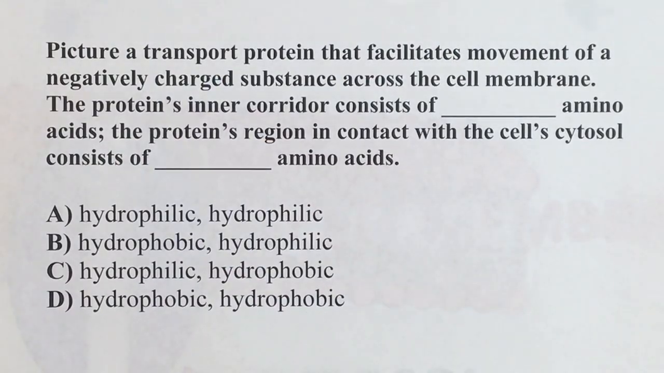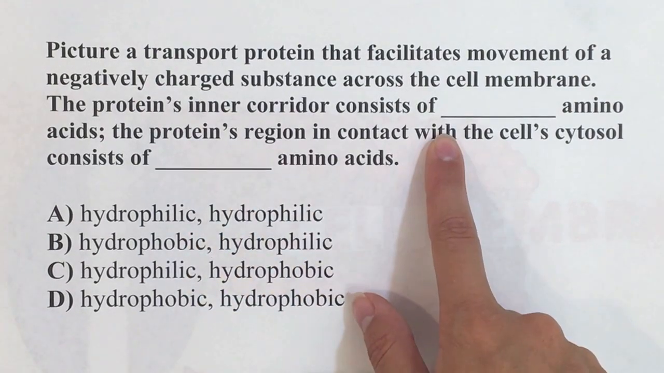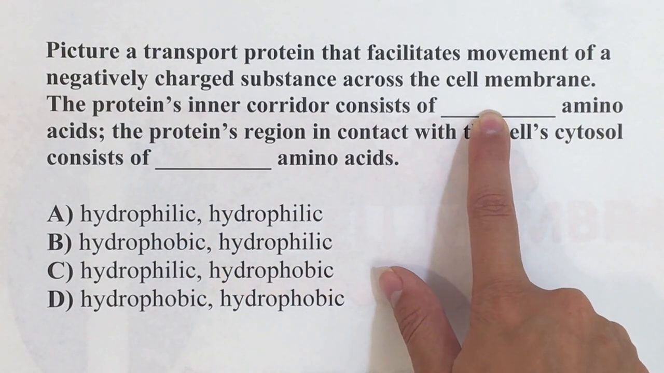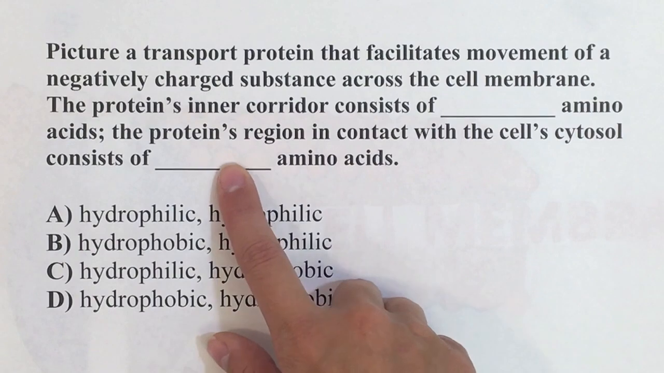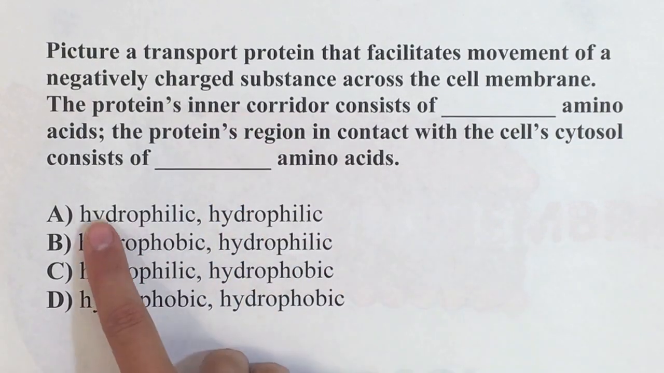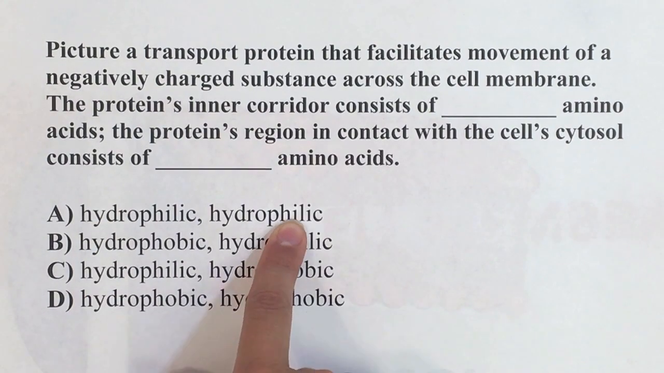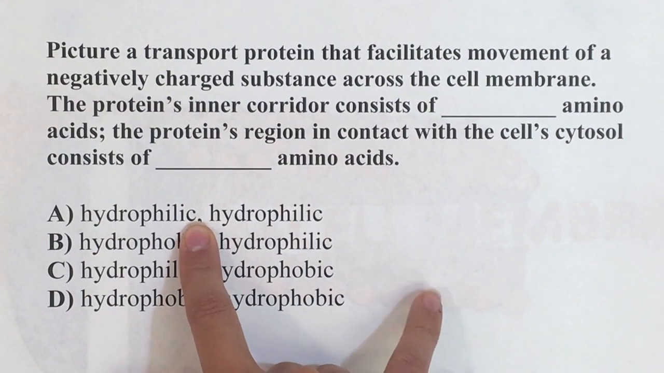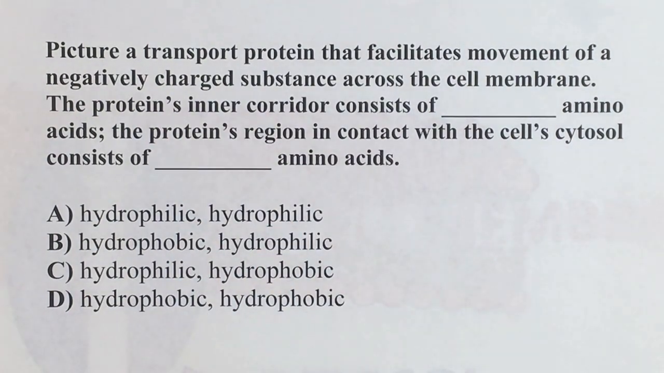Let's go back to our question. We decided that the protein's inner corridor was lined with hydrophilic amino acids, as well as the protein's region in contact with the cell cytosol. Therefore, option A, hydrophilic and hydrophilic, is the correct answer to fill in these blanks.